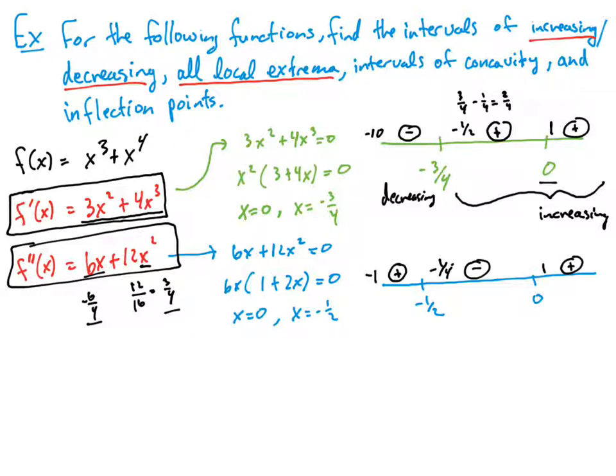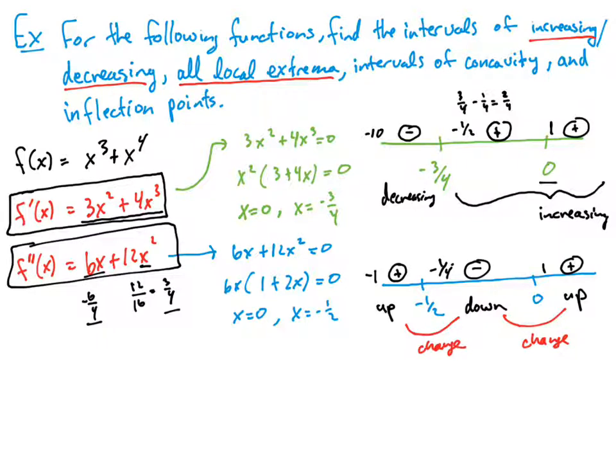So again, when we look at the second derivative, the sign of the intervals tells us whether we're concave up or concave down. So in this interval, we're going to be concave up. Here we'll be down, and then we go back to up. And anytime there's a change in concavity, that's where we have an inflection point. So we're going to have an inflection point at negative 1/2 and at 0.